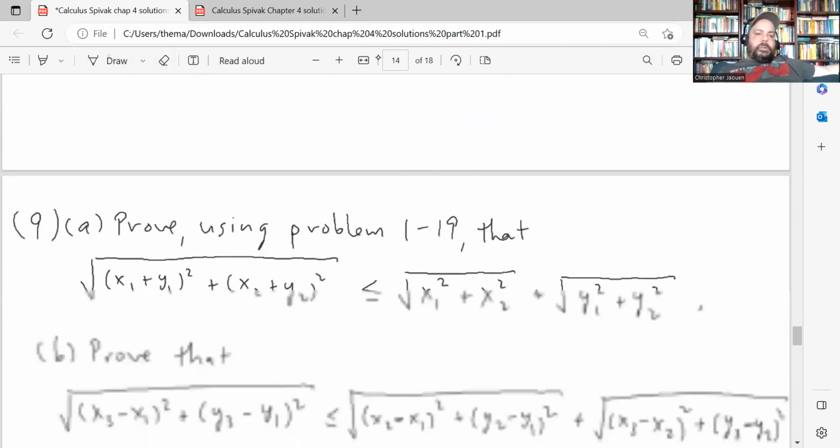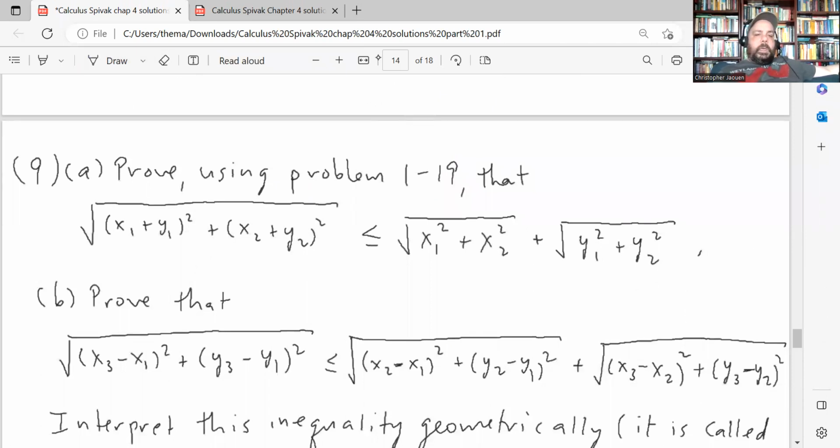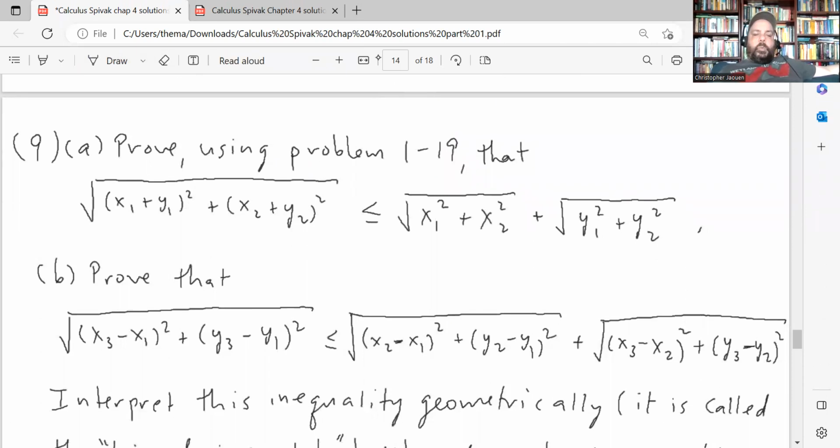All right, next question. They want us to prove some inequalities. 9a says prove using problem 119. We actually did problem 119 way back a bunch of months ago. So if you want to see that problem, you can go back in the playlist for Spivak's calculus on the channel, and go to the videos on chapter 1. And in one of those videos we did the solution to 119. I don't remember which one it was, but you can look at that. If you don't remember, 119 was about the Cauchy-Schwarz inequality.